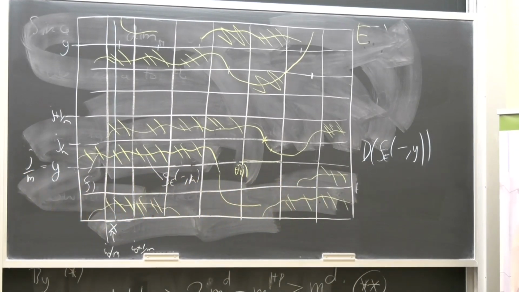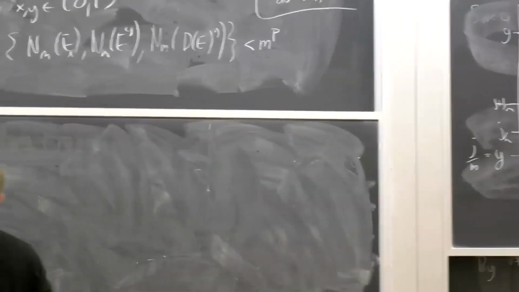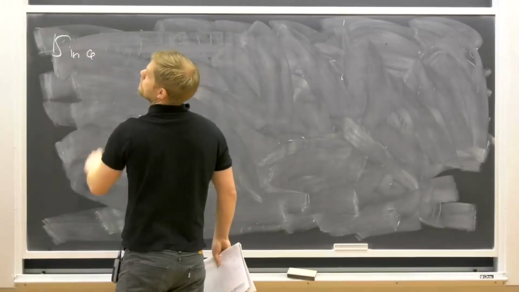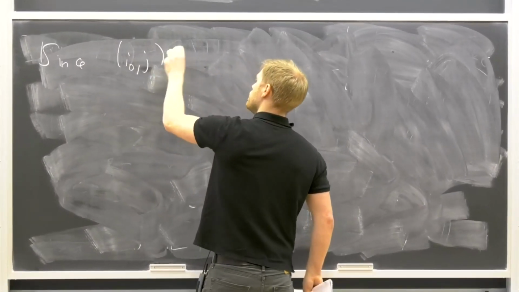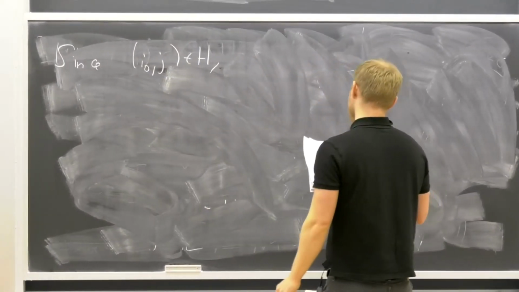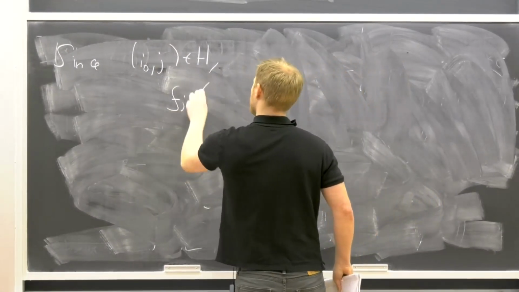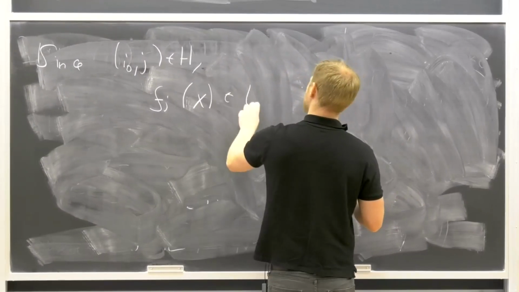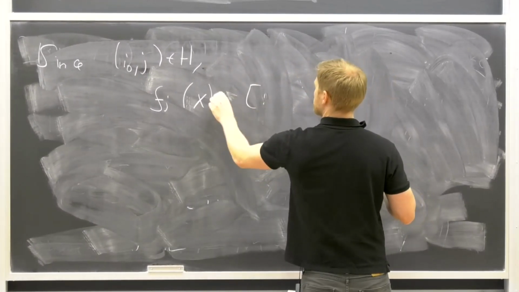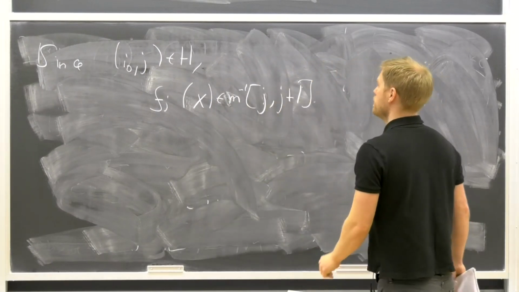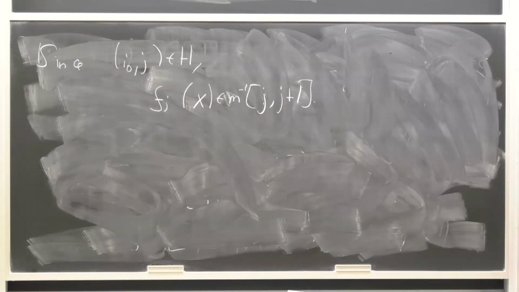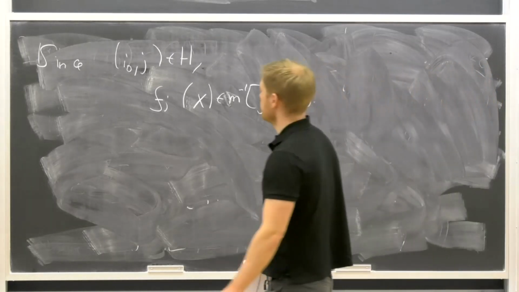So this really is just our definition. Since I0j is in H, this means that fjx is in this interval, by definition of H. If you have anything in that interval, then the image has to be in that other interval.